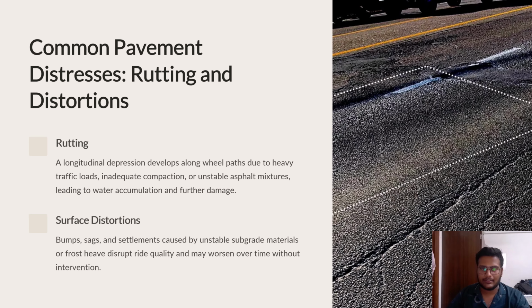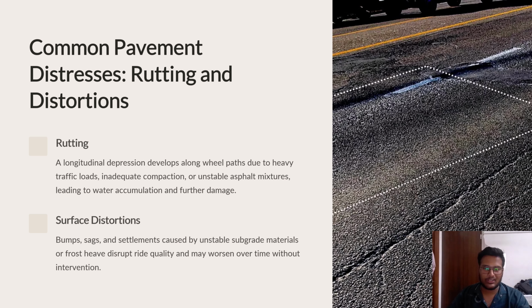Let's move to the next slide. Rutting and deterioration. Rutting appears as depressions in the wheel path. It's usually a result of heavy traffic, poor compaction, or an unstable asphalt mix. These ruts hold water, which further degrades the surface. Deterioration, like bumps or sags, arises from unstable subgrade or frost heave. This affects ride quality and, if ignored, can cause accidents or damage to vehicles.